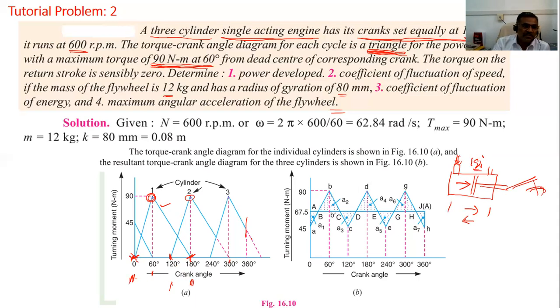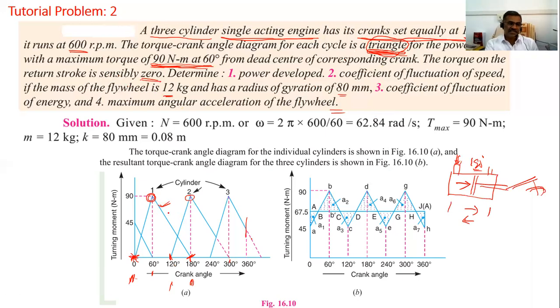The torque goes from 0 to 90 at 60 degrees. After that, it comes back to 0. It is in the form of a triangle, as given in the problem. For this cylinder, the next stroke is sensibly zero. This is for one cylinder.